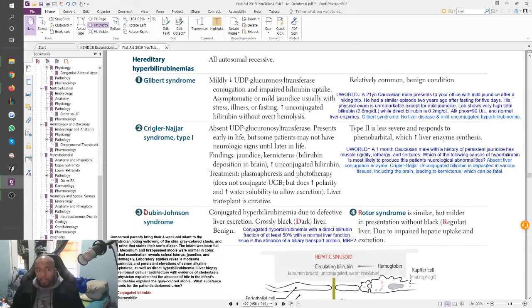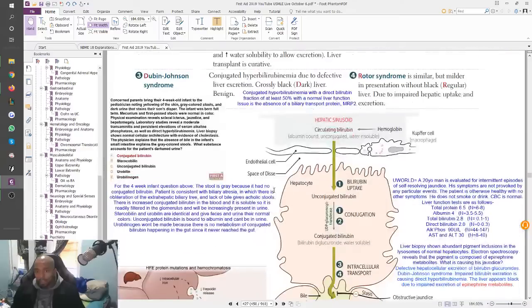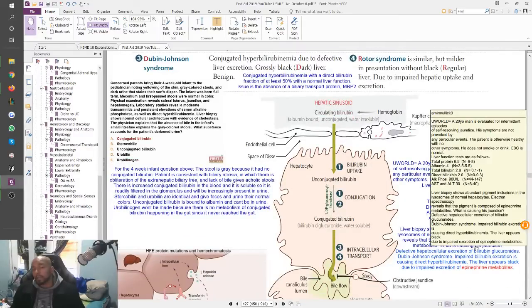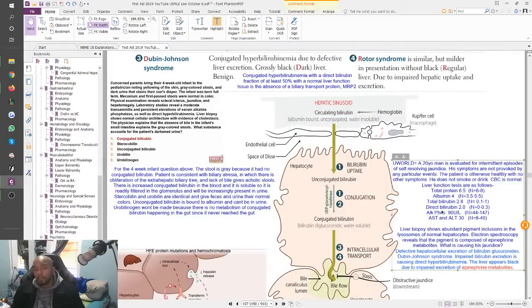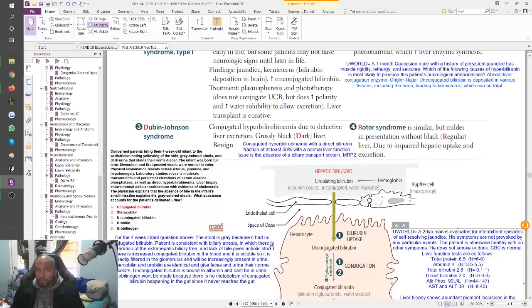Dubin-Johnson, right? You can just remember Magic Johnson. So Dubin-Johnson is actually just a black liver. Okay, it's just a black liver, but everything's okay. Everything's perfectly fine. You just have a black liver. The reason the liver is black is because you have estrogen metabolites that are just getting stuck there. Okay, so really important to remember that tiny fact. Sorry, not estrogen, my bad. Epinephrine metabolites. Tiny fact taught by this UWorld question right here. They told you that the liver appears black due to impaired excretion of epinephrine metabolites. So that's one more thing.